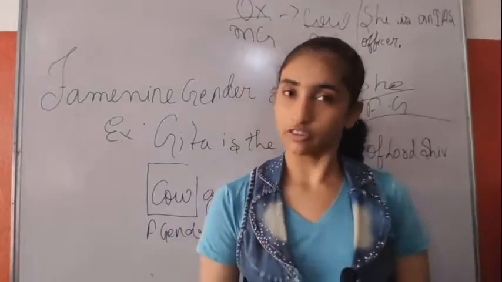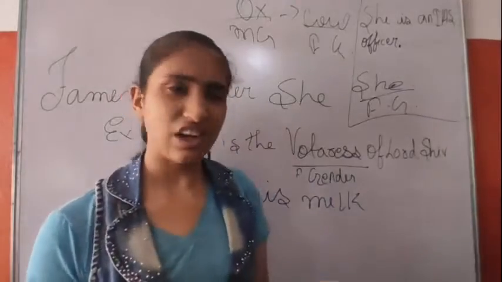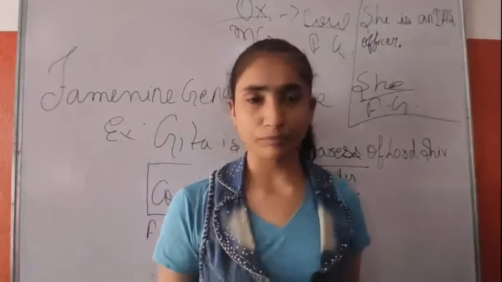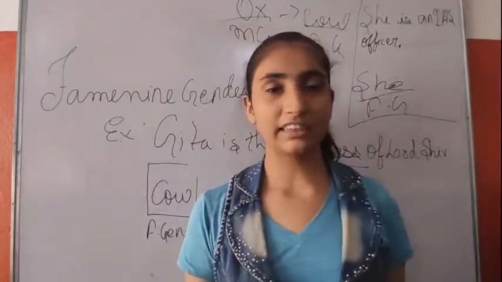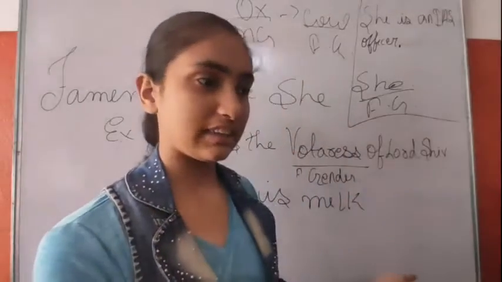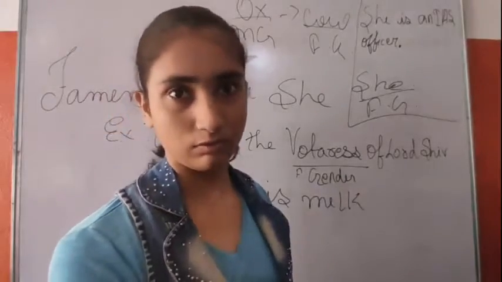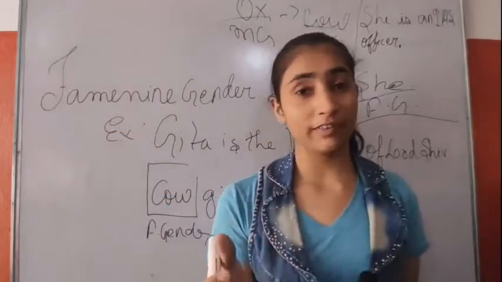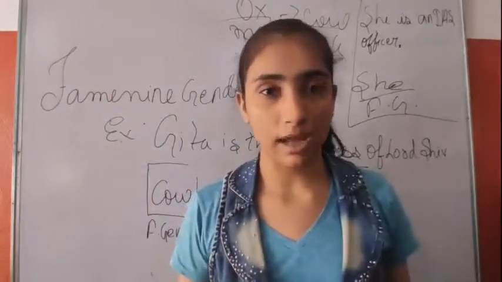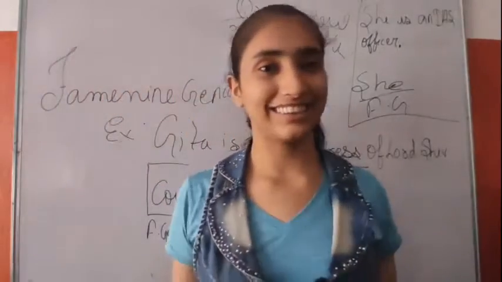Now let's move to the neuter gender. Because we're not talking about the common gender, because common gender does not take he, she, it. Now, when I say that teachers are the pathfinder, here you cannot put he teacher is the pathfinder, she teacher is the pathfinder, it teacher is the pathfinder. If you do this, then you will be one of the greatest dummies of English. Now, let's move to the neuter gender.